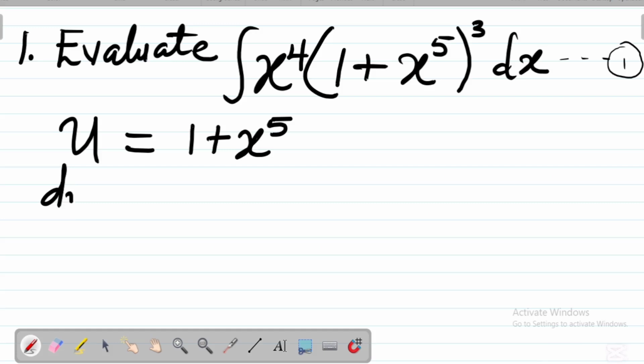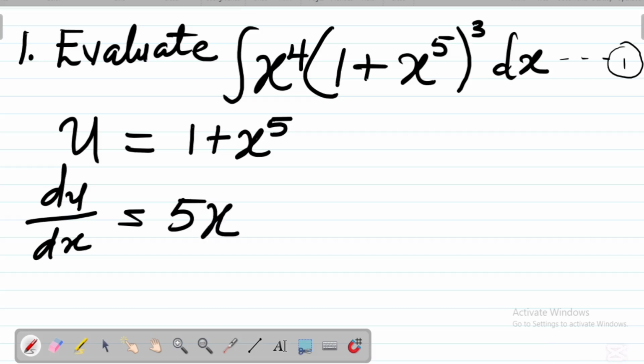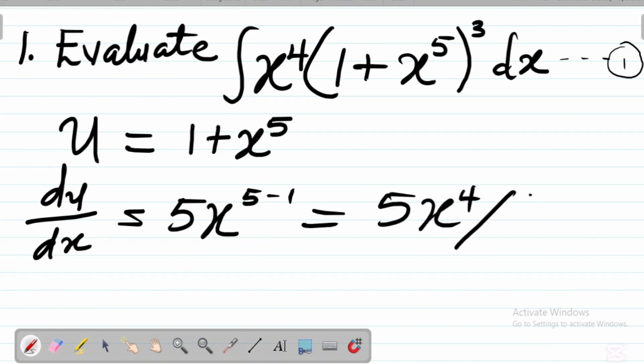So here du all over dx equals, if you differentiate u with respect to x, if you differentiate 1, which is a constant, it is 0. And if you differentiate x raised to the power 5, you would have 5x raised to the power 5 minus 1, which gives us 5x raised to the power 4 from the concept of differentiation.